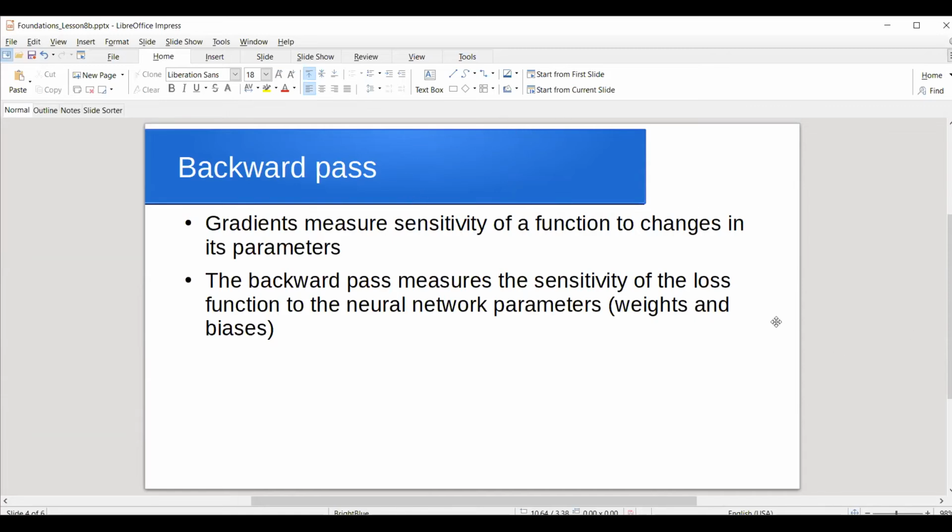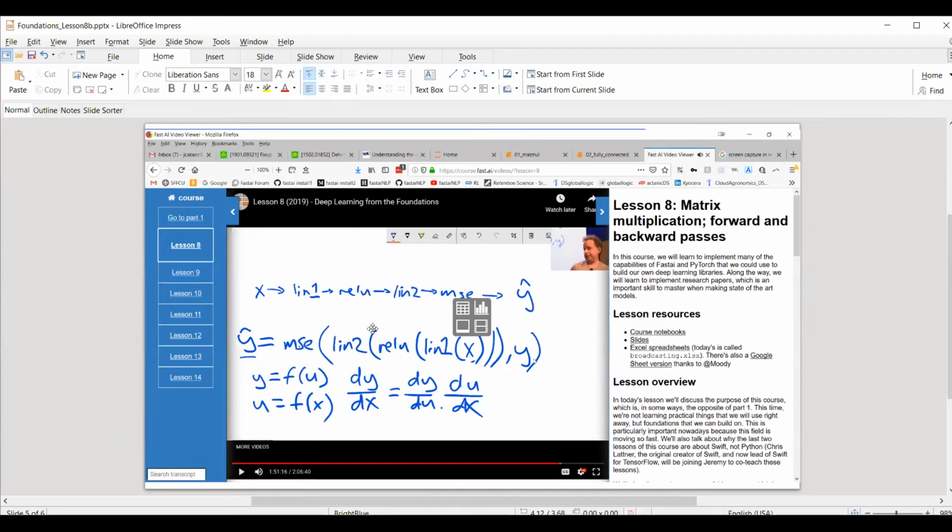This is a nice slide that comes from Jeremy's lecture. What is our network doing? It's mapping the input data X through a linear layer. Remember, that's W1 times X plus B1. This linear layer maps the 784 element array into a 50 element embedding. Then we apply a ReLU activation to that 50 element embedding, and then we apply another linear transformation.